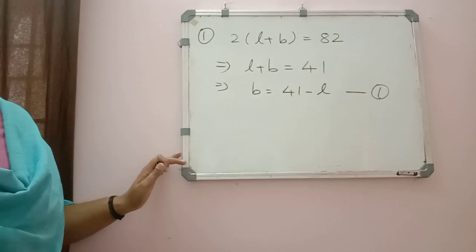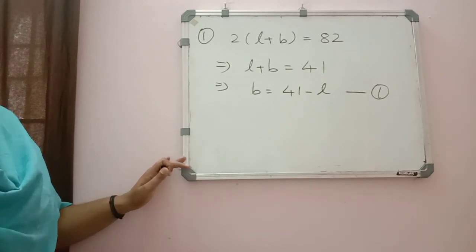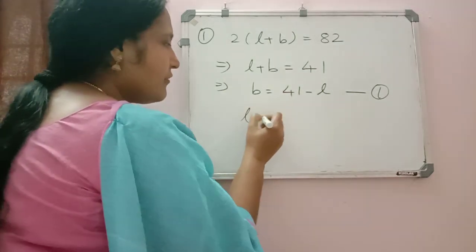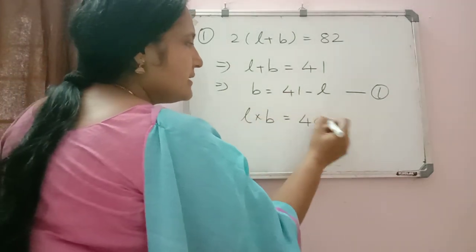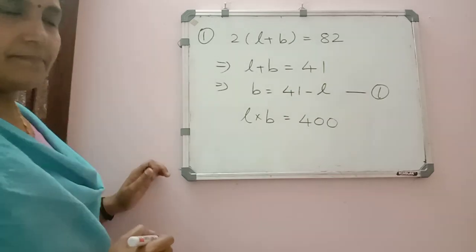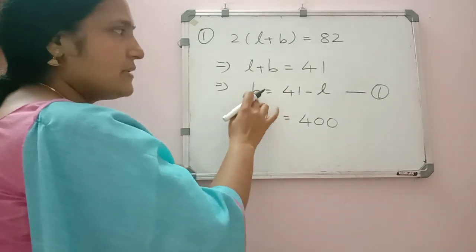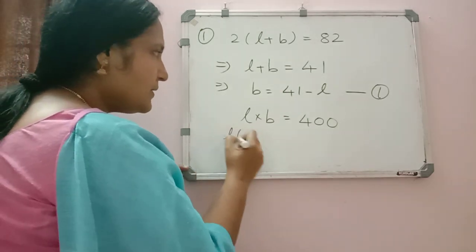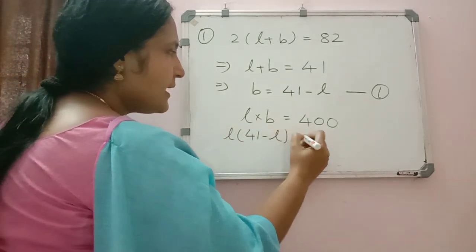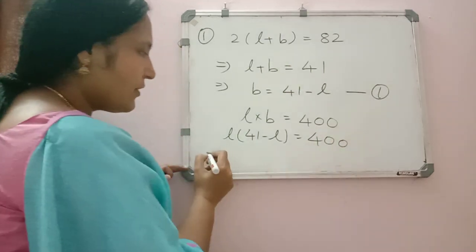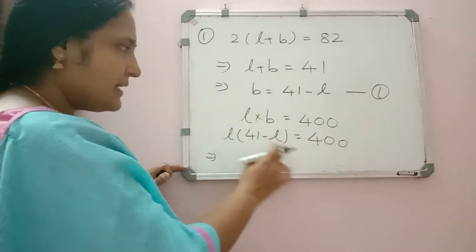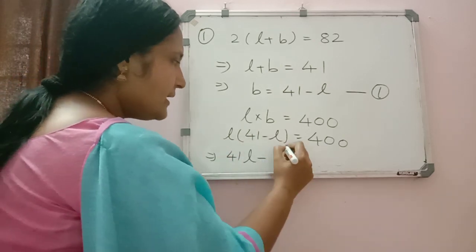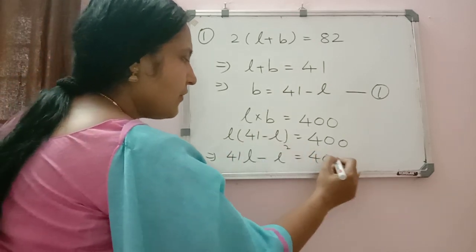Now moving on to the next information. Area is 400 meter square. We know the formula for area of a rectangle is L into B is equal to 400, given. Now from the first equation, B can be written as 41 minus L. So it will be L into (41 minus L) is equal to 400. Now do the multiplication here. So it will be 41L minus L square is equal to 400.